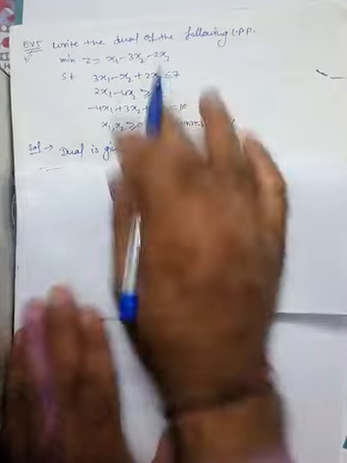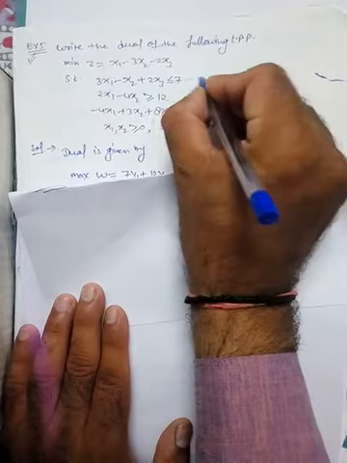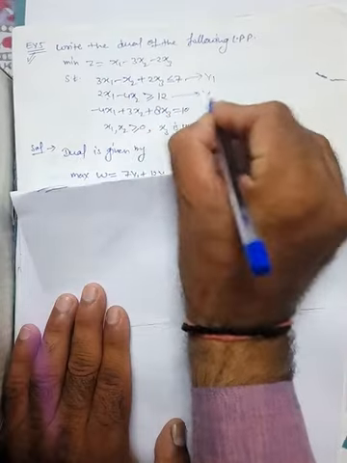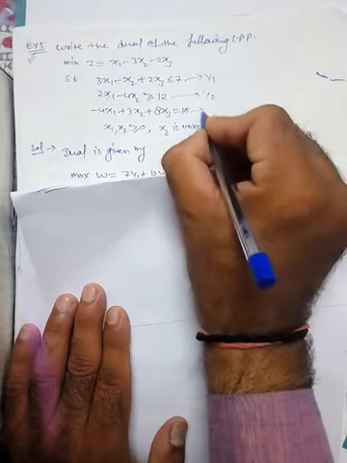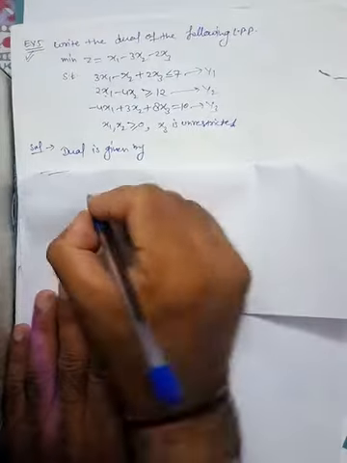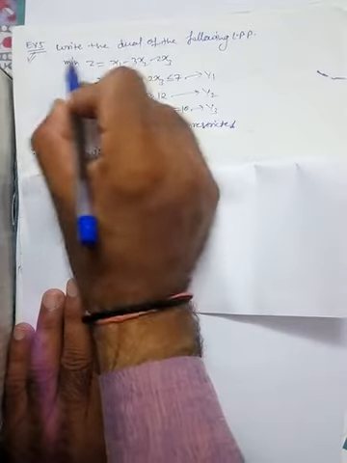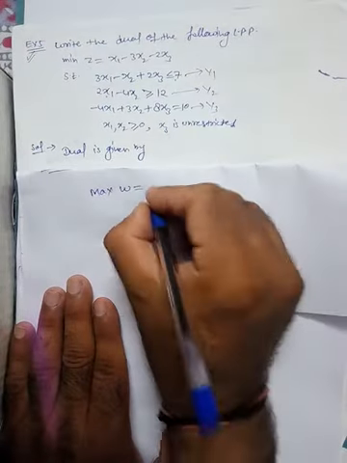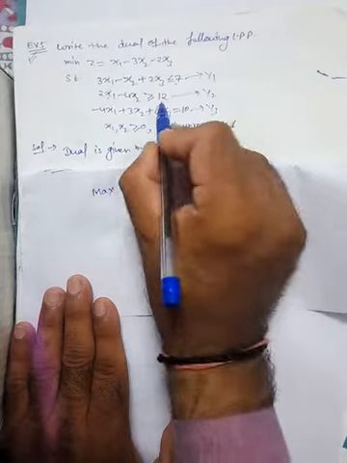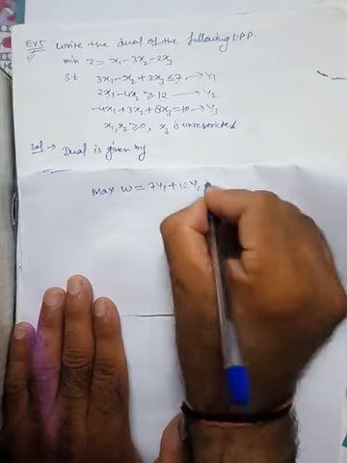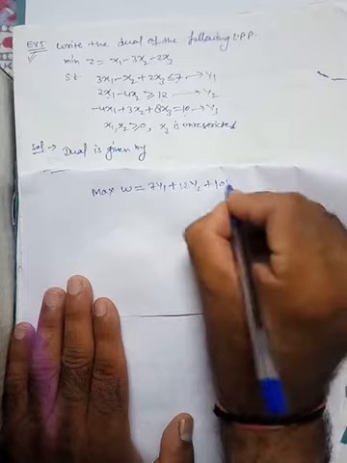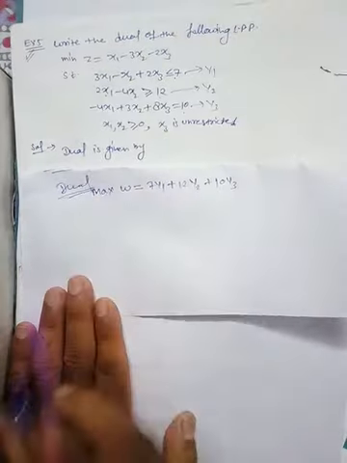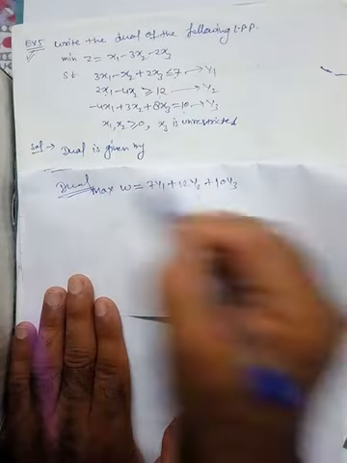So this is the primal problem. Associated with the first constraint, the new variable will be y1, second constraint y2, for third y3. Now first write down here the minimization, so here will be maximization of w, 7y1 plus 12y2 plus 10y3. This is the objective function, this is the primal, this is the dual.